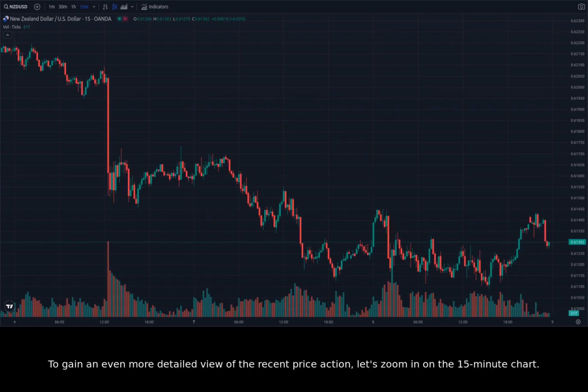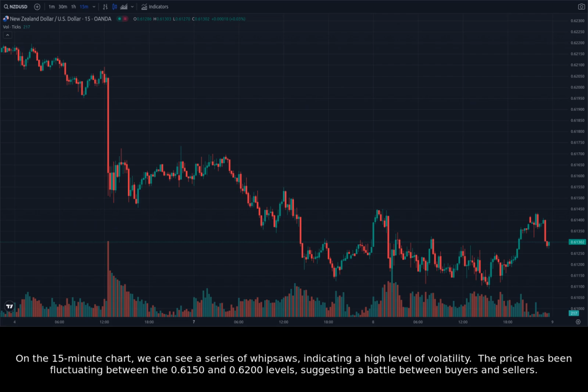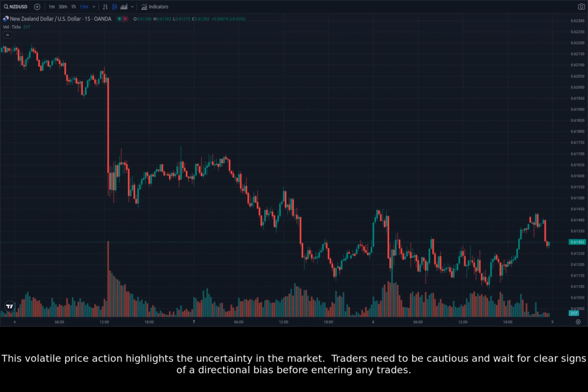To gain an even more detailed view of the recent price action, let's zoom in on the 15-minute chart. On the 15-minute chart, we can see a series of whipsaws, indicating a high level of volatility. The price has been fluctuating between the 0.6150 and 0.6200 levels, suggesting a battle between buyers and sellers. This volatile price action highlights the uncertainty in the market. Traders need to be cautious and wait for clear signs of a directional bias before entering any trades.